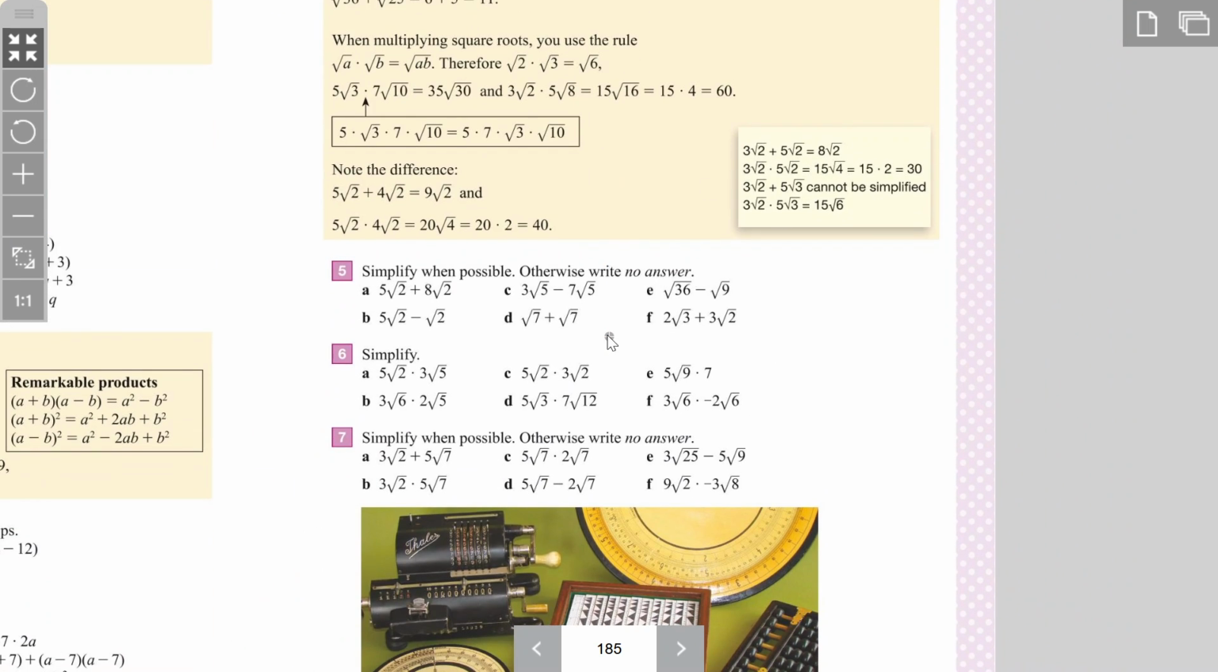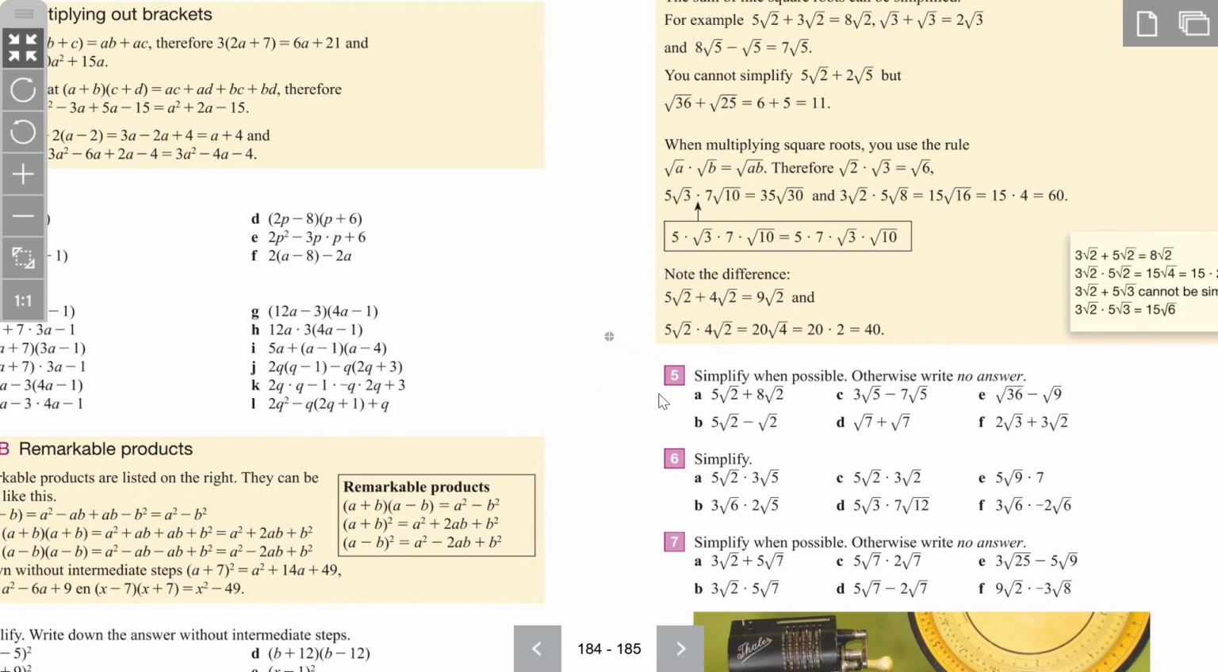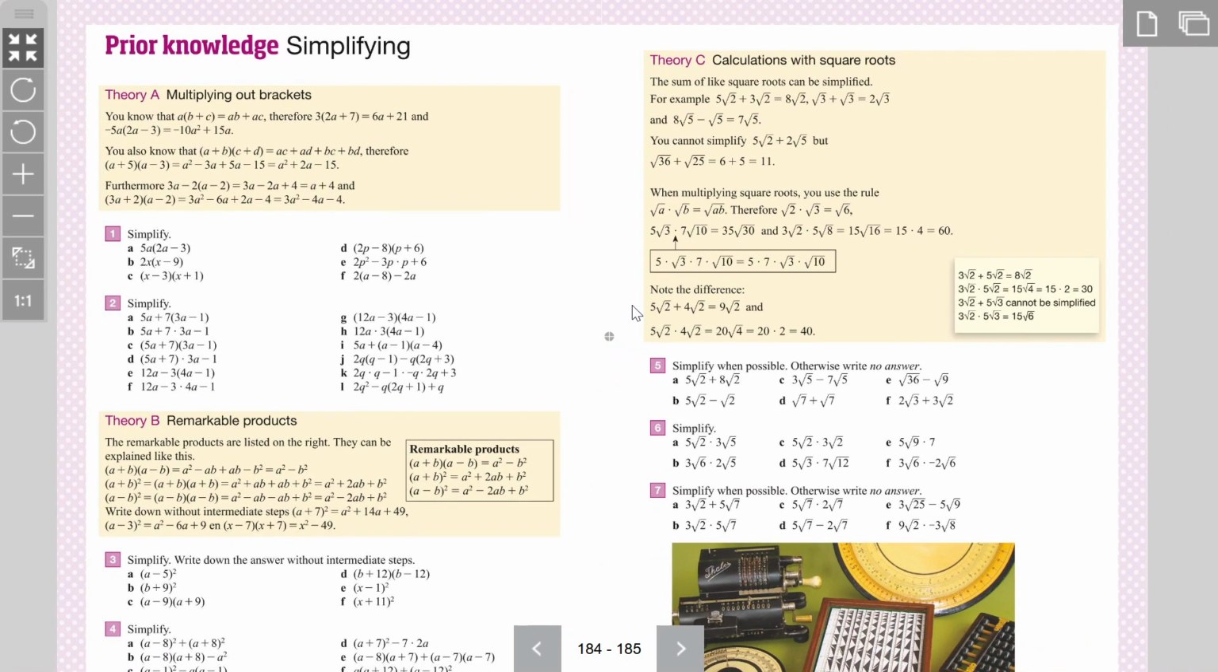Okay, please practice this enough, because we will need this in this chapter quite a lot.